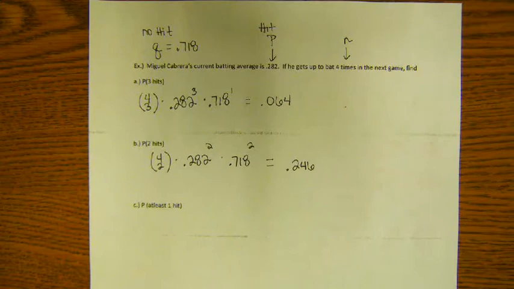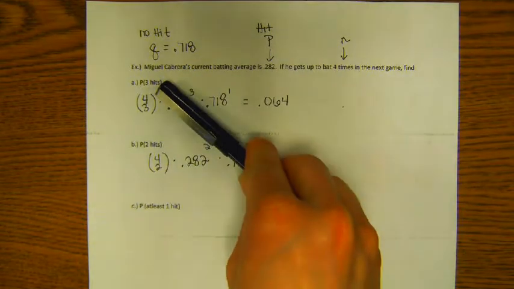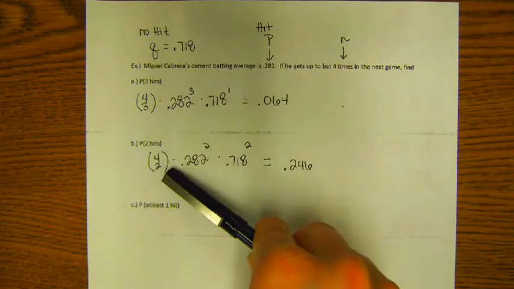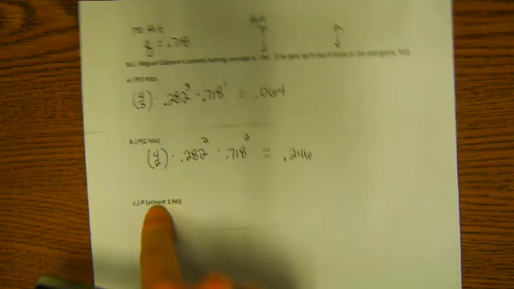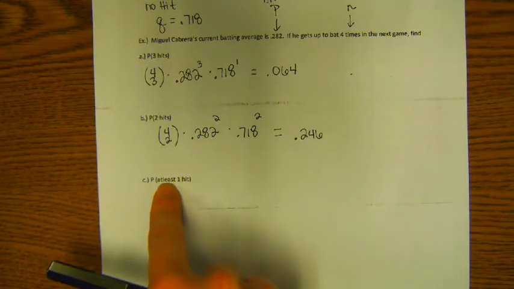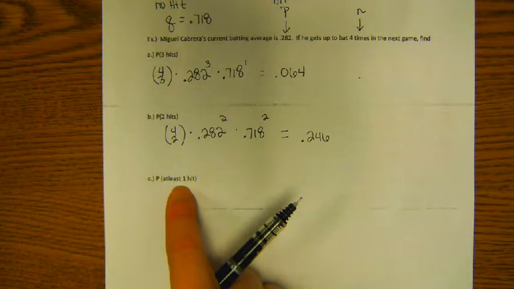Okay. So this is exactly 3 hits. The probability he gets exactly 3. The probability he gets exactly 2. Let's talk about something like this, okay? If this happens where you get at least, what you have to do is add all the cases together. But I want to point out something to you. At least 1 hit would mean 1 hit, 2 hits, 3 hits, or 4 hits, correct? All right. Would you agree with me?